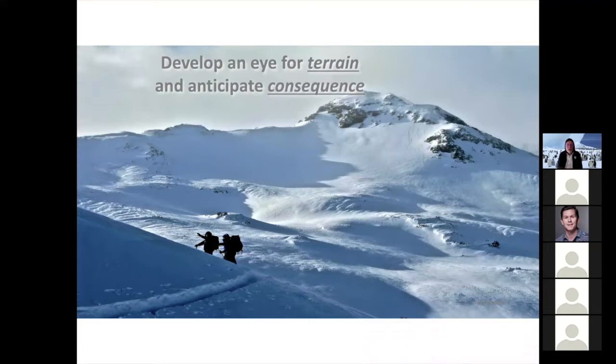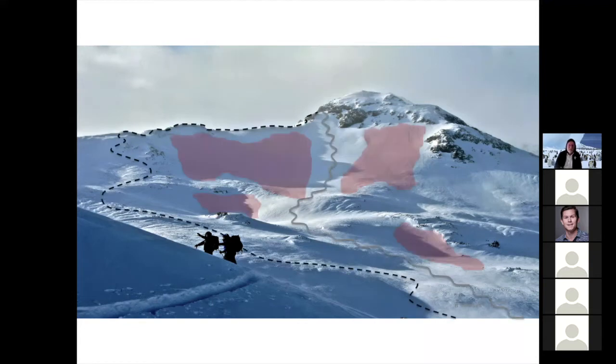When we look at this, where might the avalanche problem be? How can we avoid it? The red places maybe you want to avoid. Our dotted line is our up track. Our gray line is our down track. So those are ways of just looking at terrain and imagining where the problem might be.